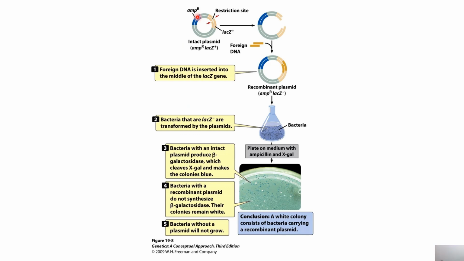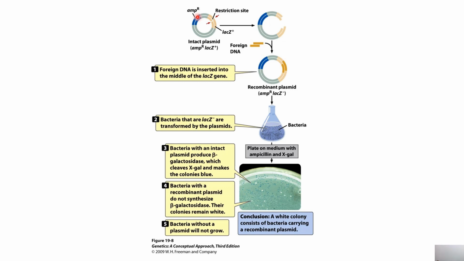Now, foreign DNA is inserted into the middle of a lacZ gene. So, we have already discussed blue-white screening in one of our previous classes. If the foreign DNA is inserted into the middle of a lacZ gene, then the bacteria will not be able to produce lacZ properly, right? So the lacZ becomes lacZ negative, okay? And so bacteria will be transformed by the plasmids.